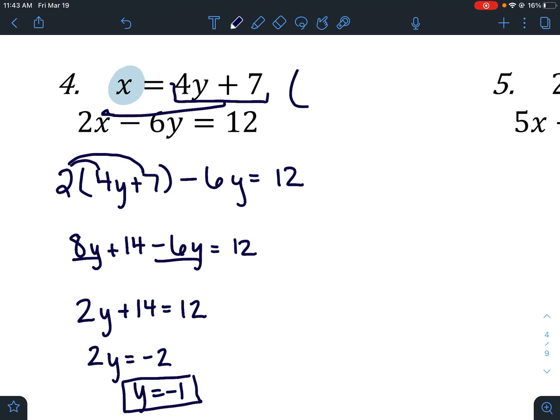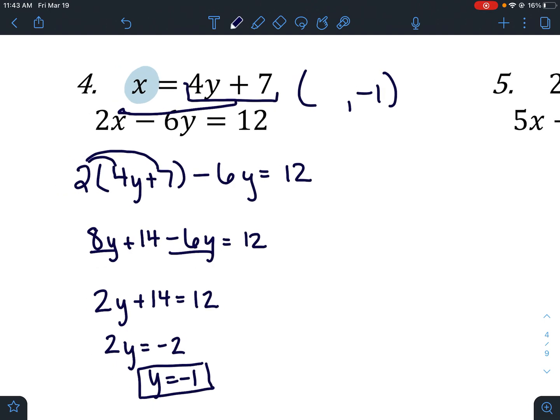So again, when I go to put my answer in, my y spot is negative 1. Plug it into either one. The top one's going to be the easiest, so I'm going to do that one. So I'm going to have x equals 4 times my y plus 7. 4 times negative 1 is negative 4. Negative 4 plus 7 is 3.